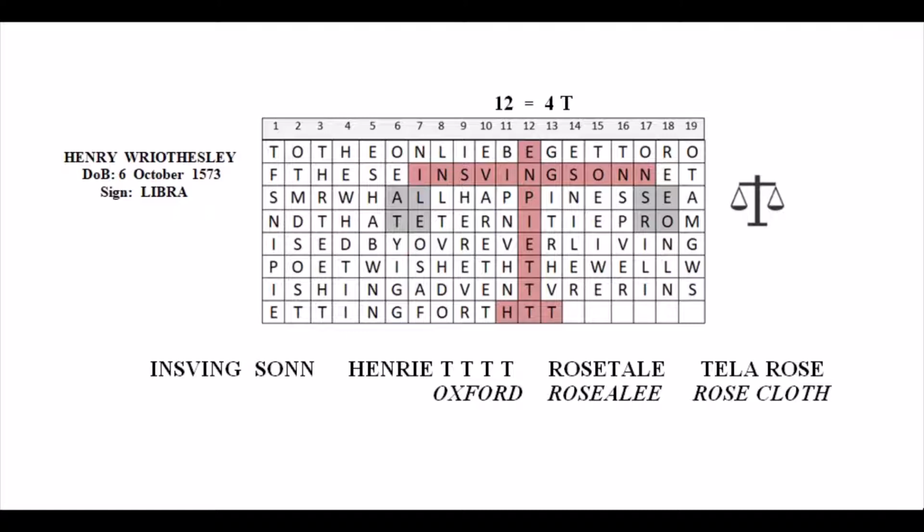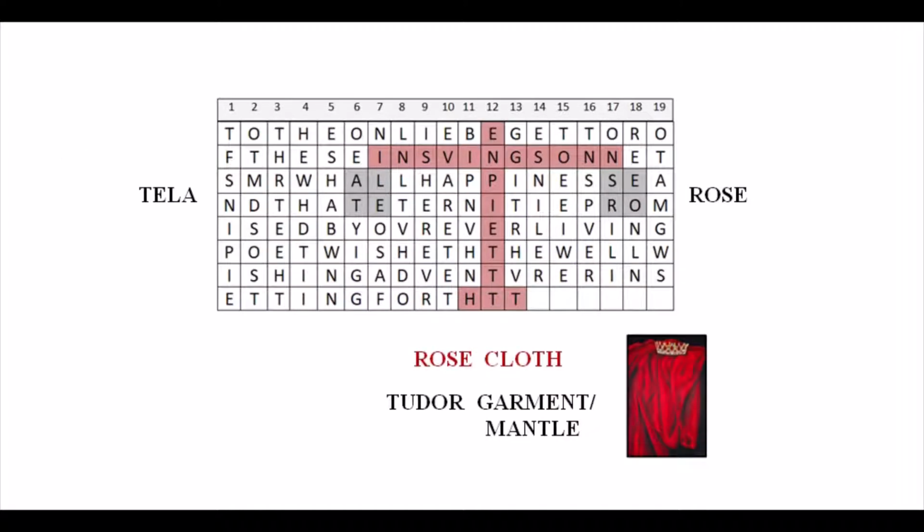Now in the bowls of the scales, read right to left, are letters spelling Rosalie. Read left to right, it's Tela Rose. In Spanish, tela means cloth. Tela Rose translates to rose cloth. Rosecloth refers to the Tudor royal garment or mantle. The royal garment is worn by kings and queens, symbolizing their authority.